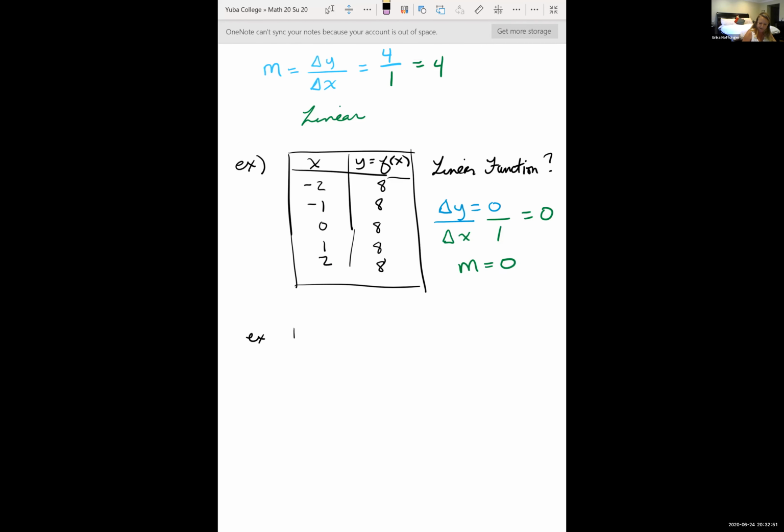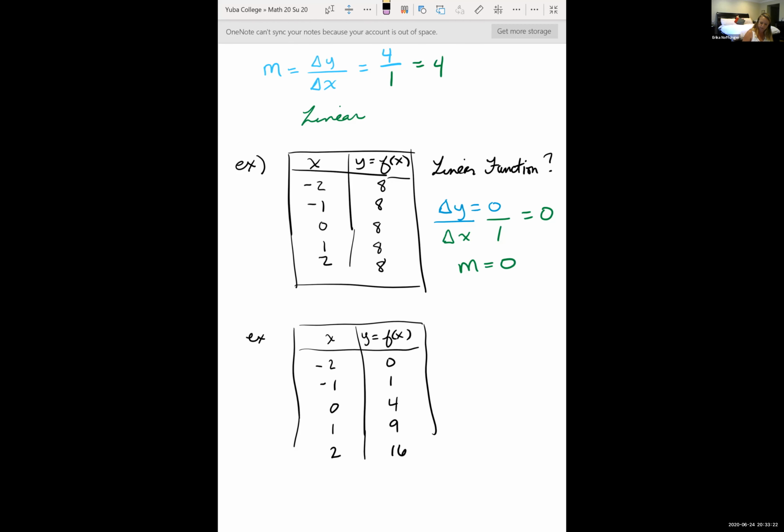One more, same type. Same x values going from -2 to +2, including the integers. So -2, -1, 0, 1, 2. This time our y values are 0, 1, 4, 9, and 16. So, is it a linear function?